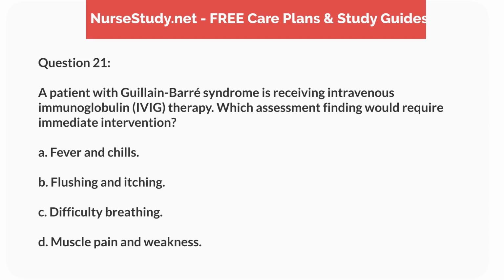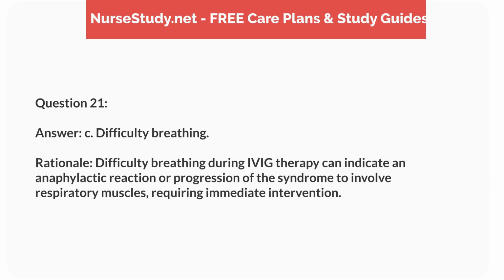Question 21. A patient with Guillain-Barré syndrome is receiving intravenous immunoglobulin, IVIG, therapy. Which assessment finding would require immediate intervention? A. Fever and chills. B. Flushing and itching. C. Difficulty breathing. D. Muscle pain and weakness. Answer: C. Difficulty breathing. Rationale: difficulty breathing during IVIG therapy can indicate an anaphylactic reaction or progression of the syndrome to involve respiratory muscles, requiring immediate intervention.